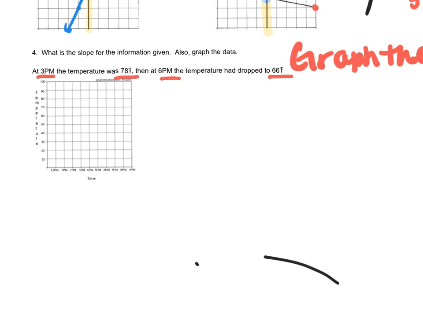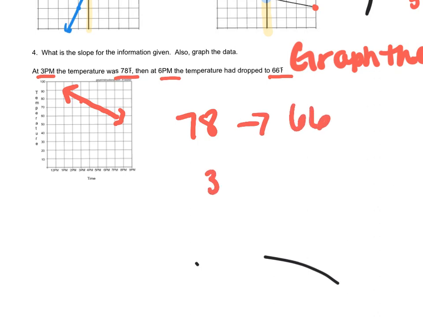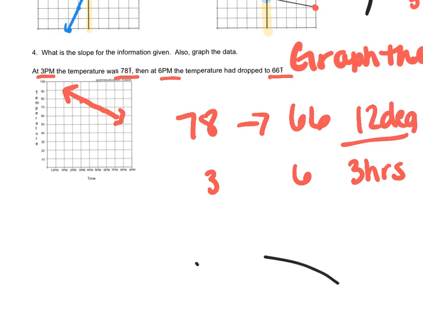At 3 p.m. it's 78. Right there. At 6 p.m. it's 66. Right there. Okay? So you can tell it dropped, right? Yes? Okay, I graph the data. What is the slope? And graph the data. Okay, there's my graph. Now my slope, it changed from 78 to 66 and went from 3 p.m. to 6 p.m. Right? So it went 3 hours and it dropped 12 degrees.